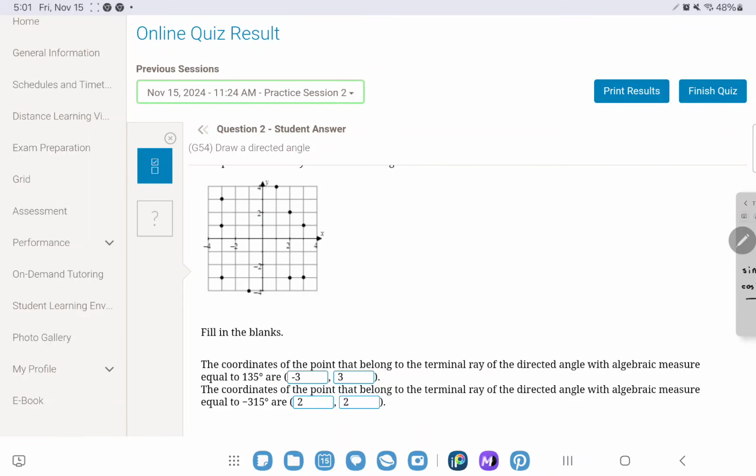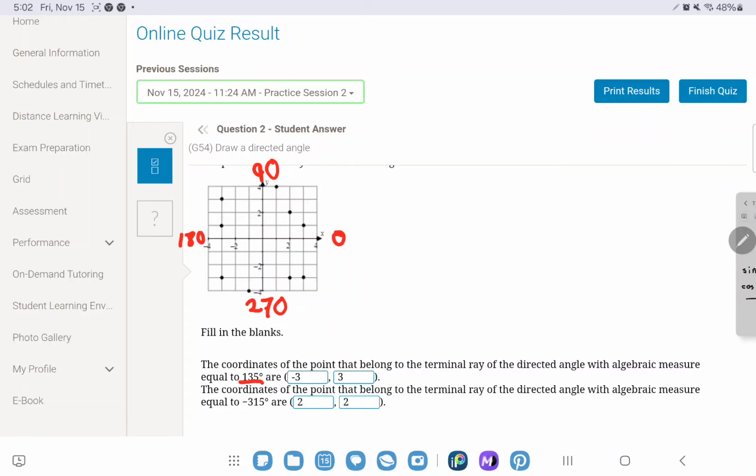Okay, so here you have a coordinate plane, and they're telling you the points that belong to the terminal ray of the directed angle with the algebraic measure of 135. We know since it's positive, you're gonna go in this direction, which is counterclockwise. Now they want the algebraic measure 135, right? So we know this is 0, this is 90, this is 180, and this is 270. That's the coordinate plane, like usually.